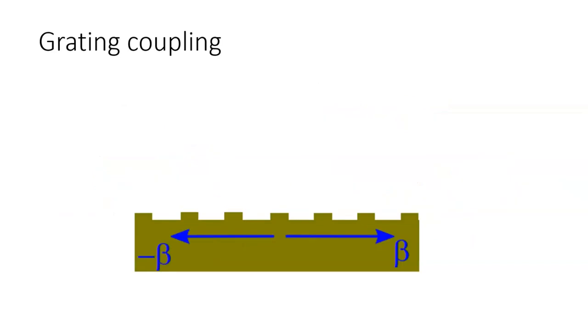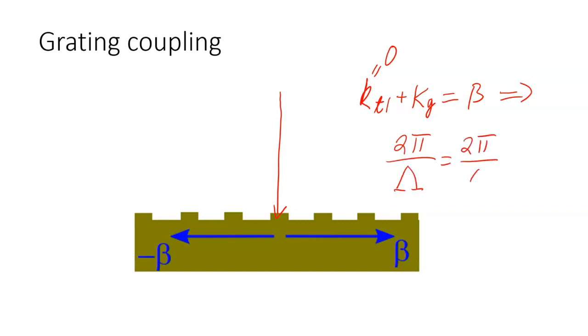In the second example, light is coupled from direct incidence. In this case, the waveguide mode can propagate in either forward or backward direction. Phase matching can now be written as, in this case, the tangential component is 0. And the phase matching condition is relatively simple. Now we can solve, for example, for the period.